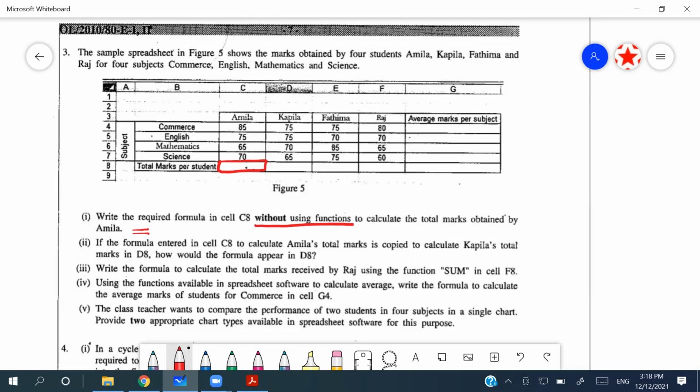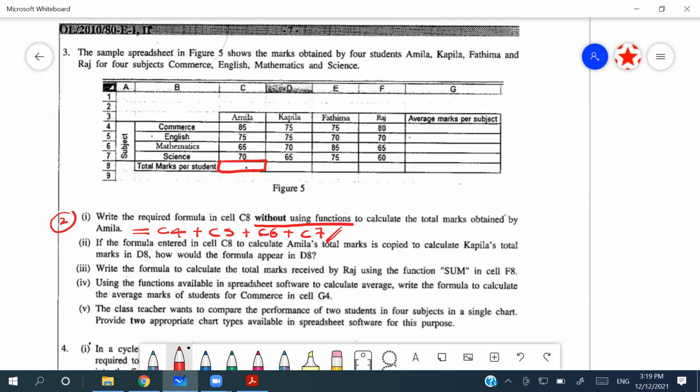So 85 belongs to C4. So C4 plus C5 plus C6 plus C7. Right, so this is going to be your answer. Nothing better than this. Right, so yeah, it's going to give you 2 marks.